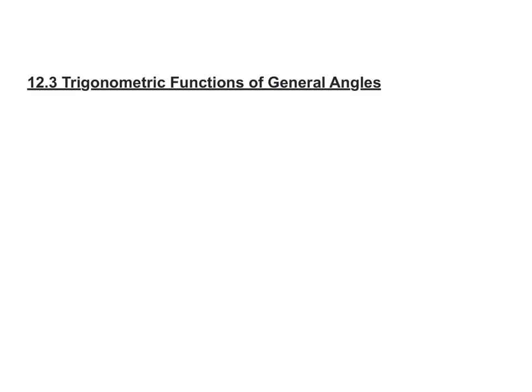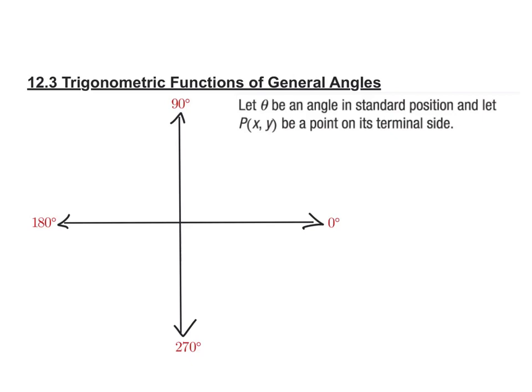Now, so 12.3 is kind of a combination of the trig stuff we did in 12.1 and then angles in standard form in 12.2. So we're going to put that together. In order to do that, we've got to know a couple things. First off, what we're going to be talking about are theta, an angle in standard position, and then a point that's going to lie on the terminal side.